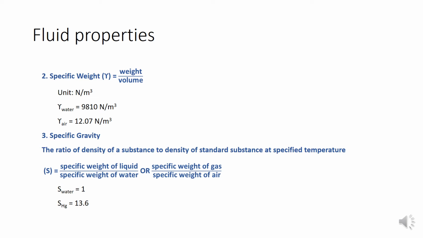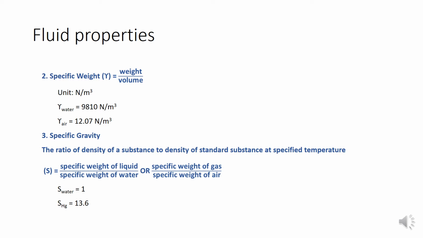In the case of specific weight, it is the ratio between weight and volume. In the case of density, it is the ratio between mass and volume. So if you relate density and specific weight, specific weight will be equal to density into 9.81 meter per second square, that is the acceleration due to gravity. Since the density of water is 1000 kilogram per meter cube, the specific weight of water will be 9810 Newton per meter cube, and for air it will be 12.07 Newton per meter cube.